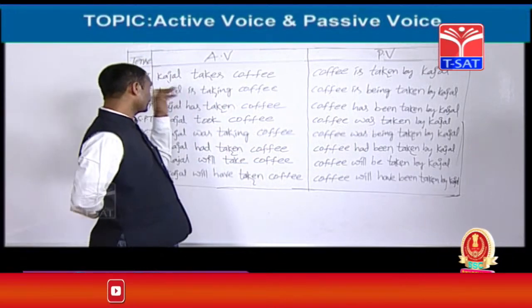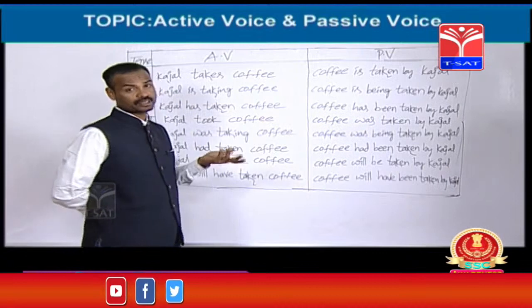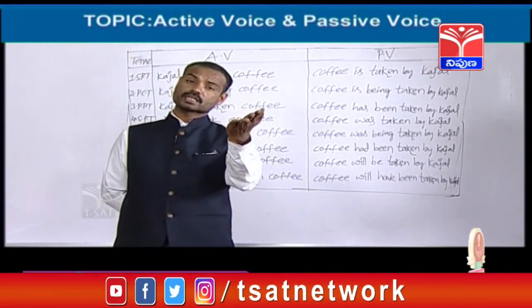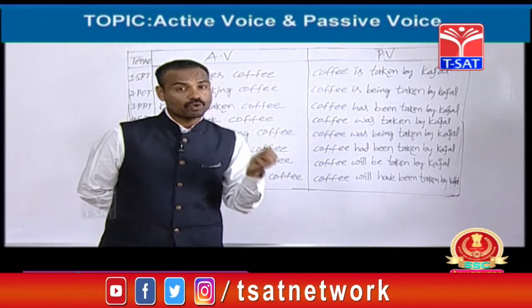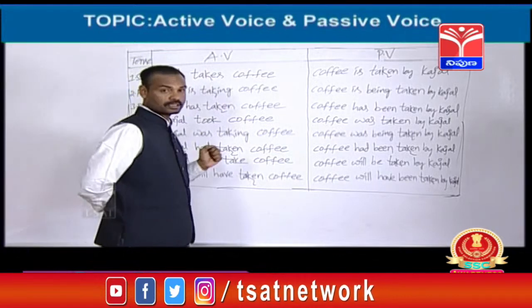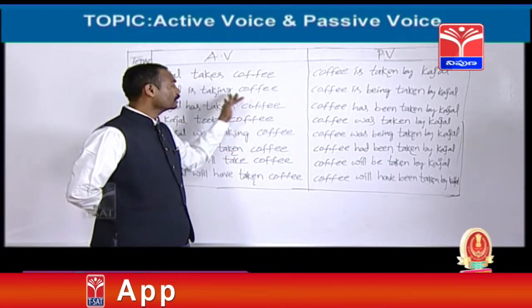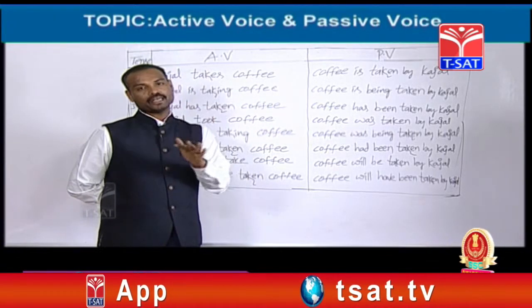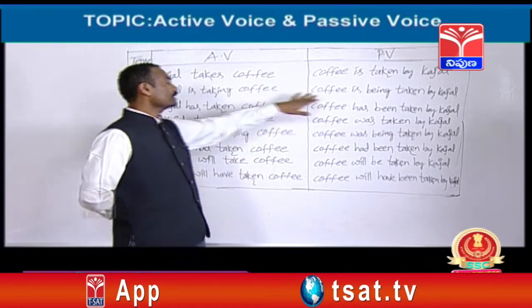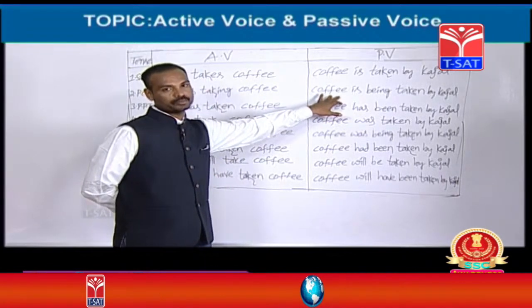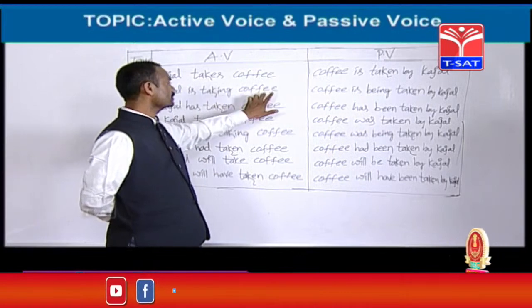How can you say that this is active voice? What I told you, what is the definition of active voice? The sentence which starts with the subject is called active voice. So Kajal is the subject. It is active voice. Now we are going to change it into passive voice. The passive voice always starts with the object. In this active voice, this is the object.